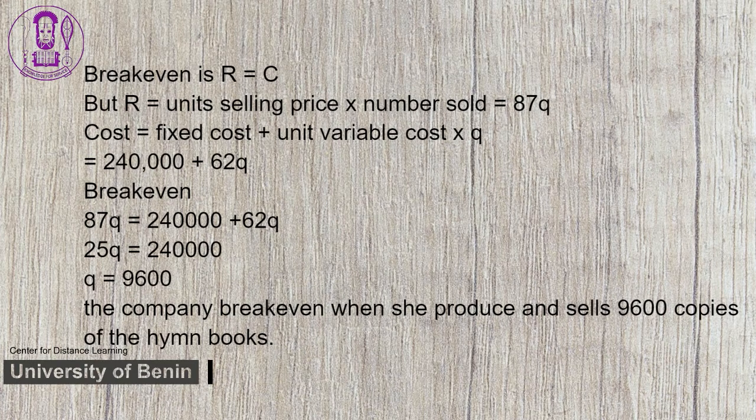R equals unit selling price × number sold equals 87Q. Cost equals fixed cost plus unit variable cost × Q, equals 240,000 plus 62Q. At break-even, 87Q equals 240,000 plus 62Q, so 25Q equals 240,000, and Q equals 9,600. The company breaks even when she produces and sells 9,600 copies of the hymn books.